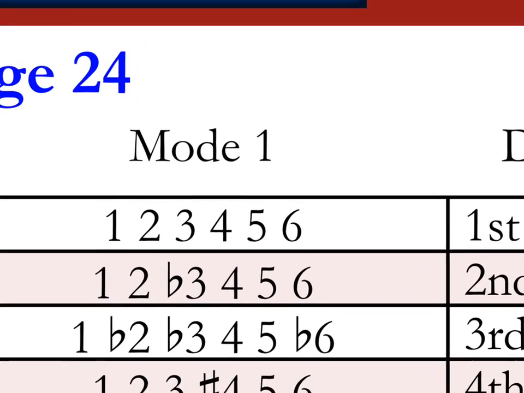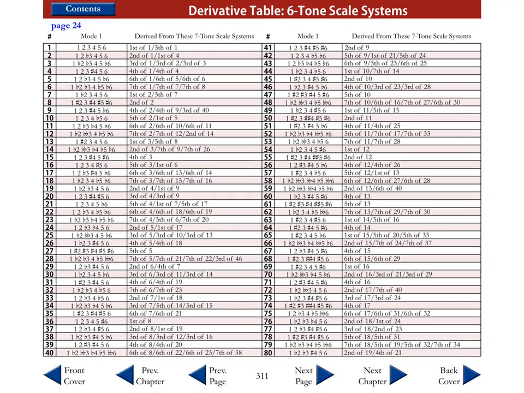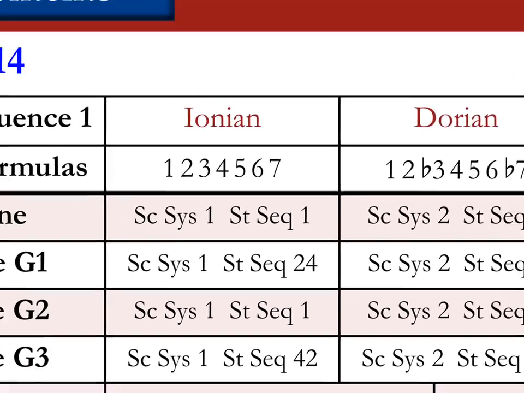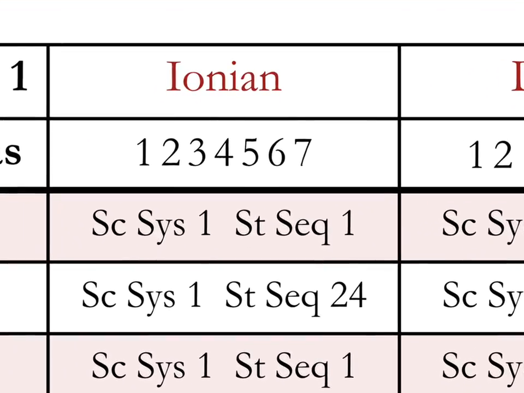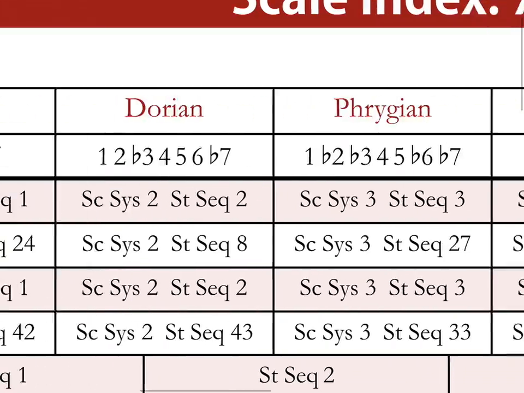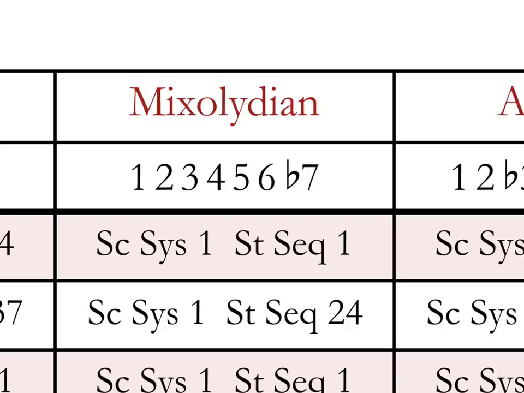So remember this formula, the 1, 2, 3, 4, 5, 6. If we go back to the 7-tone step sequence 1, in mode 1, we can see that if you omit the 7th degree, you would have created that particular 6-tone scale. Or if you go to the 5th mode, the Mixolydian scale, if you omit the flat 7, you also create the exact same intervallic formula there.